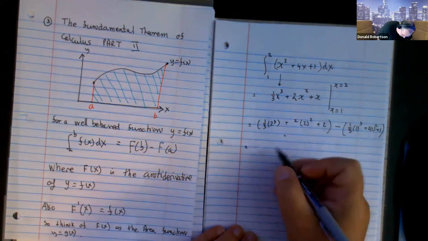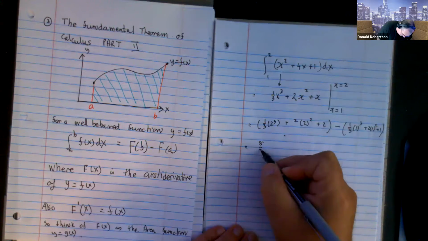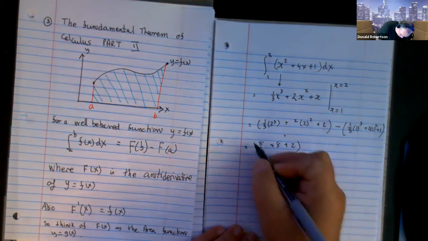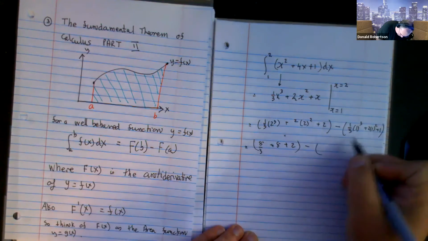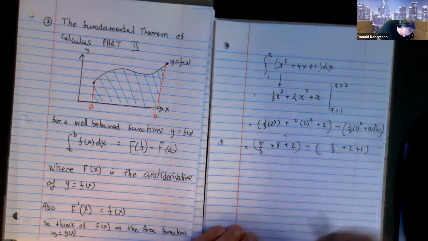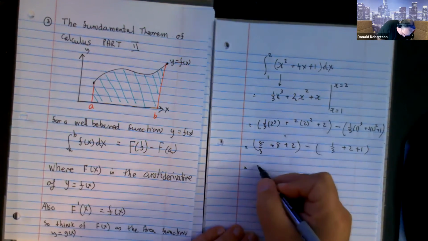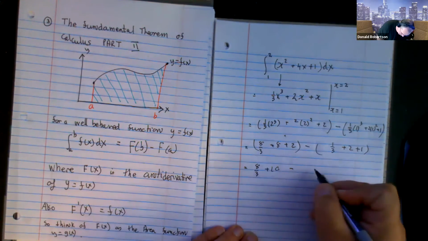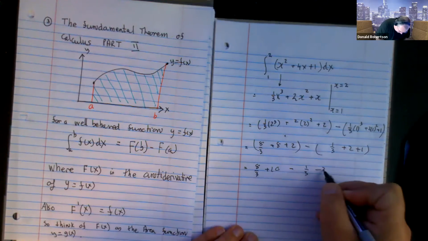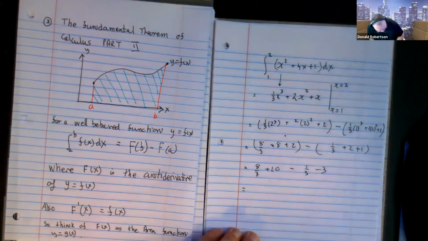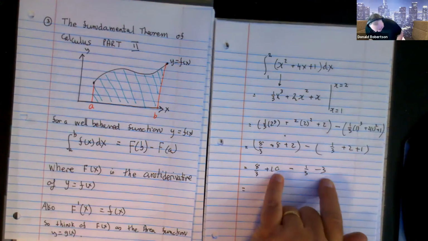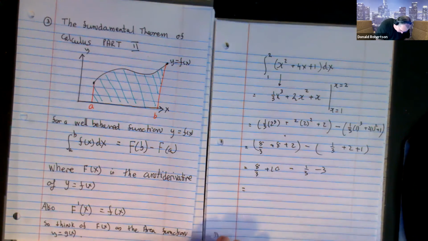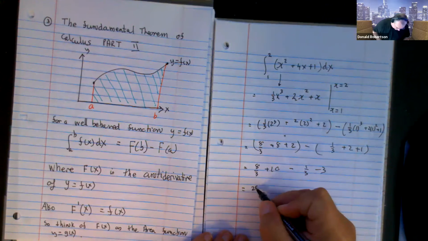And that's 8/3. That's 8, and that's 2. And that's 1/3, and that's 2, and that's add 1. I'm making a meal of this, but anyway, 8/3 add 10. Take away 1/3, take away 3. So what does that get me? It gets me 7 and 7/3. 7 is 21, so eventually I get 29/3, I hope.